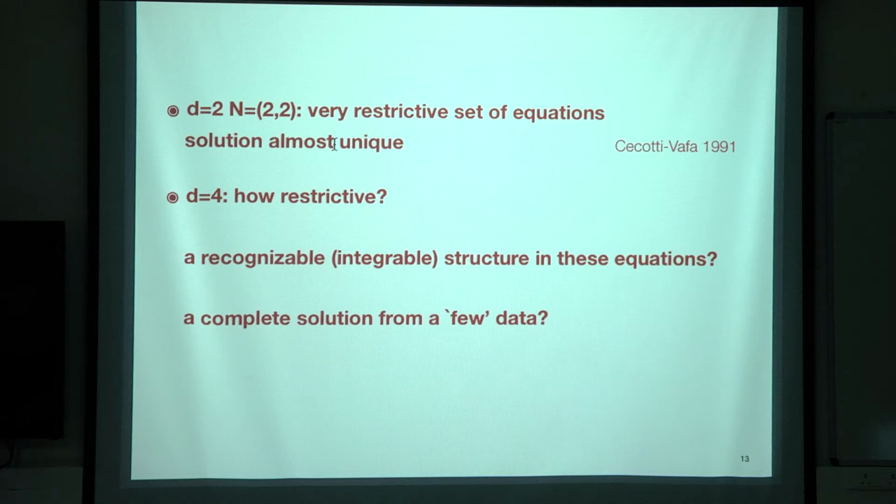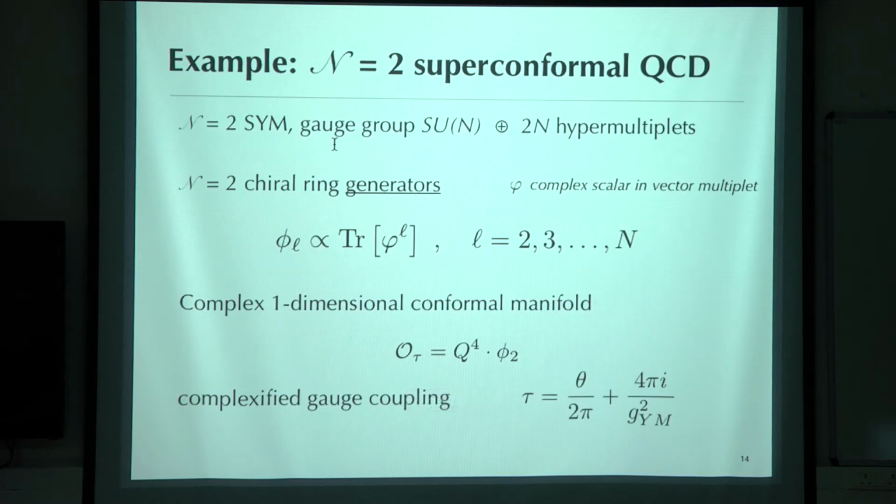Now, it turns out that in 4 dimensions, things are not so restrictive. So first of all, you can ask how restrictive are these equations. They're clearly a non-trivial set of constraints between the different 2- and 3-point functions. Is there a recognizable integrable structure in these equations? Can we use this integrable structure to find a complete solution in terms of a few data? Okay, so here, in order to try to understand these questions, it is a good idea to start first with a simple example where we can have something concrete, and we try to understand what happens.